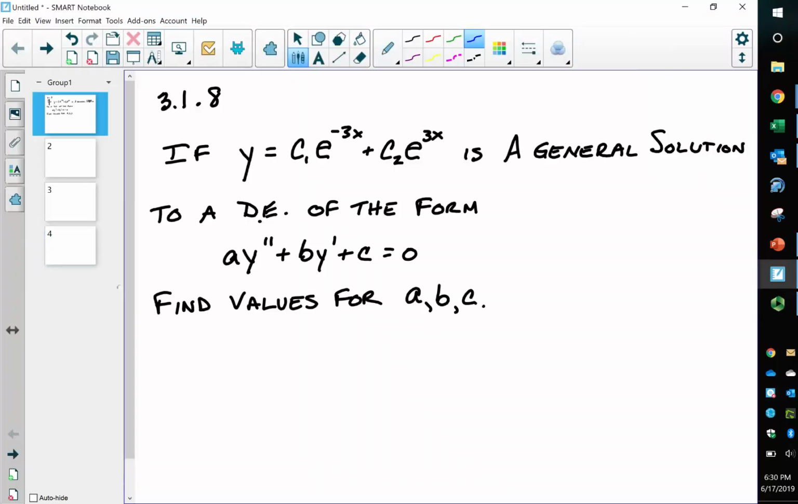Okay, this is an example that corresponds to homework question out of section 3.1, number 8. If y is equal to c sub 1 e to the negative 3x plus c sub 2 e to the positive 3x is a general solution to a differential equation of the form a y double prime plus b y prime plus c equals 0, find the values for a, b, and c. So your hint on this is to work backwards.